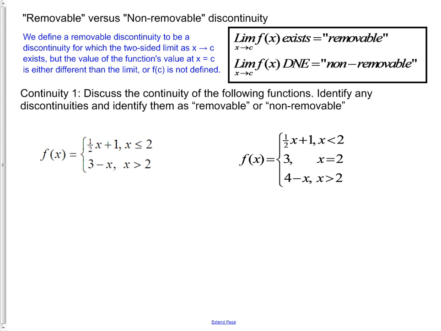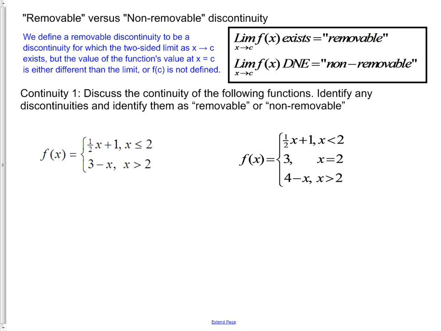And remember, there were three conditions. Number one, that the value of the function is defined at that point. Number two, that the limit as x approaches c of f of x exists at that point. And then finally, that the limit as x approaches c of f of x is equal to the value of the function at that point.